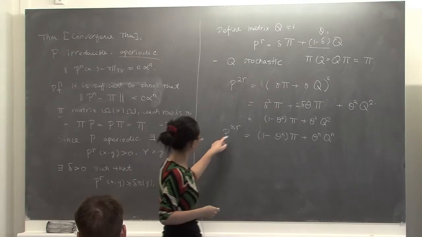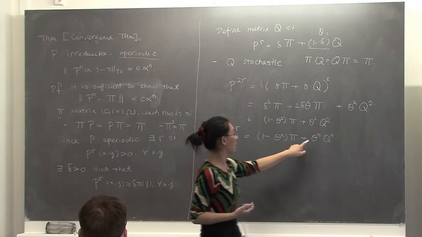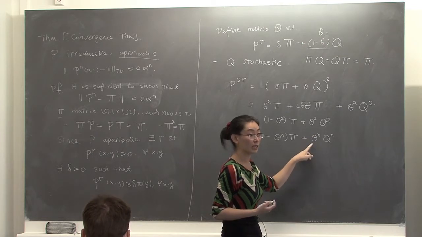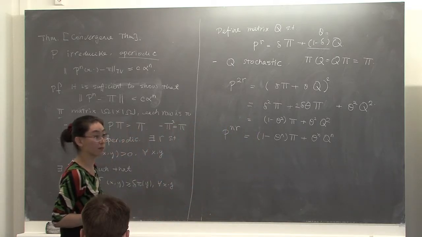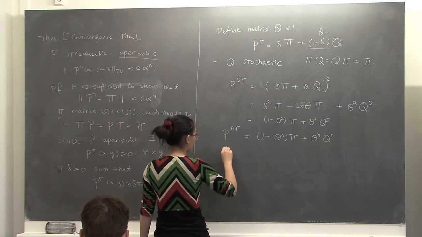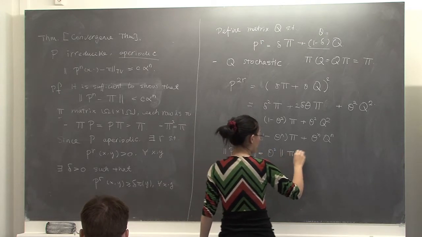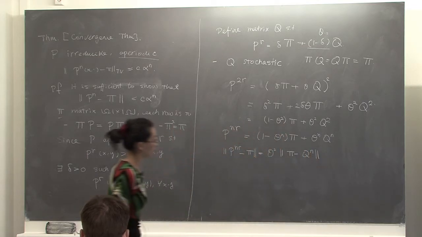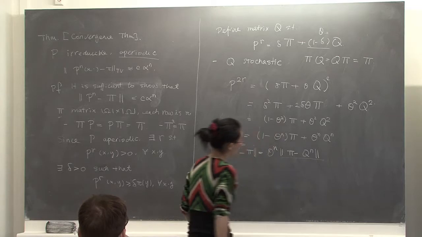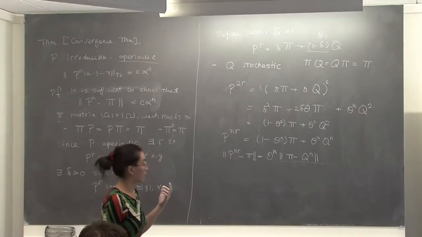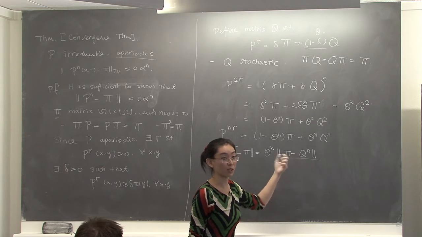And here we can already see that P^(nr) is close to big pi. So it is big pi minus theta^n times big pi plus theta^n times Q^n. And because theta is strictly less than 1, theta^n decreases exponentially fast. So the distance P^(nr) minus big pi equals theta^n times (big Q^n minus big pi), as a matrix distance between matrices. Each entry of this is the distance between one probability and another probability, so each entry is bounded by 2.